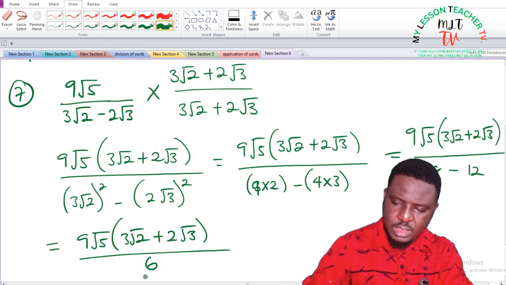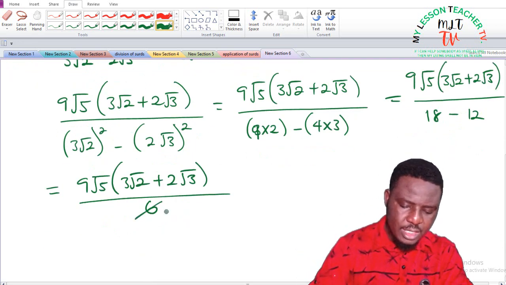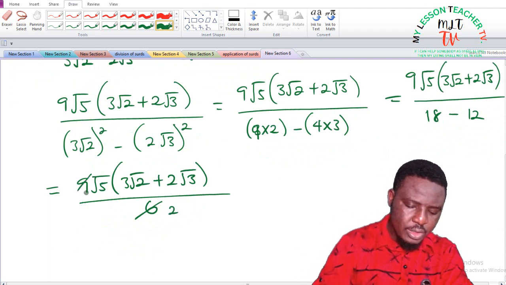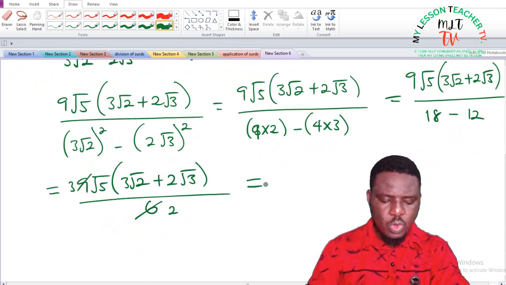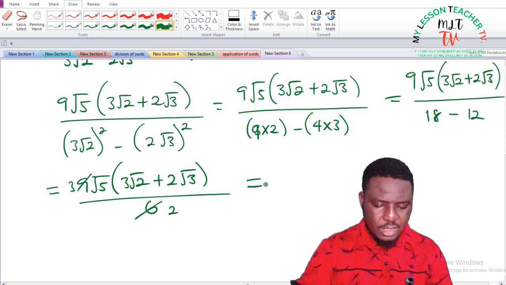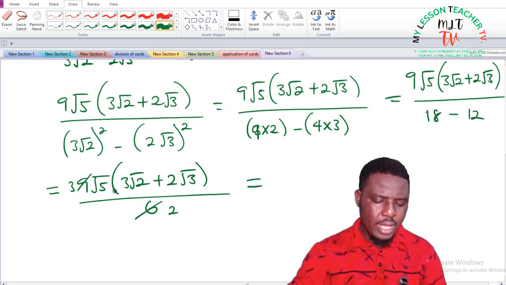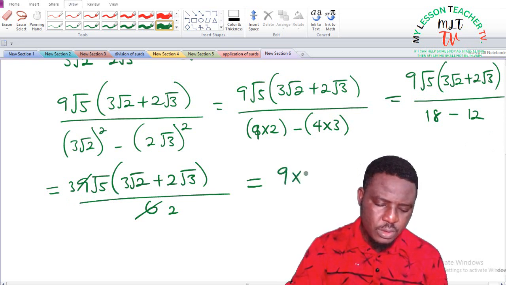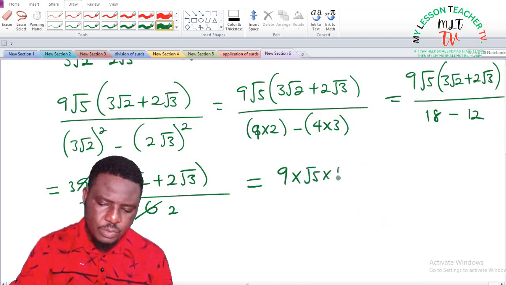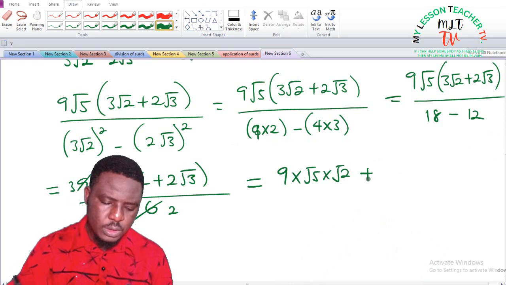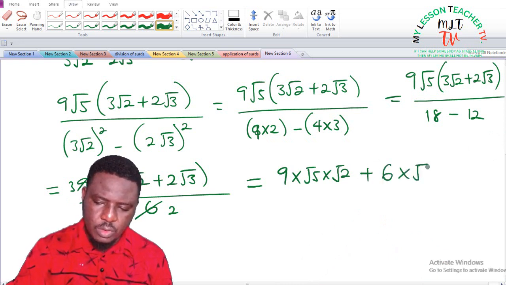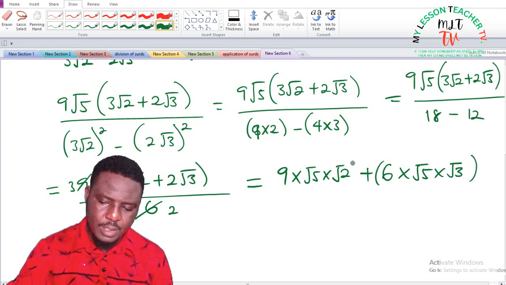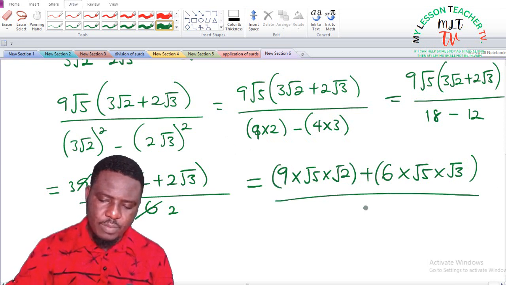Something can divide. 3 into 6 is 2. 3 into 9 is 3. I like simplifying my work so as to work with smaller digits as against very big digits. So I will now open the brackets. This can be said to be 9 times root 5 times root 2 plus 6 times root 5 times root 3, all divided by 2.